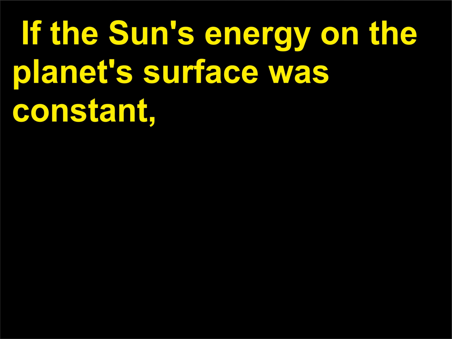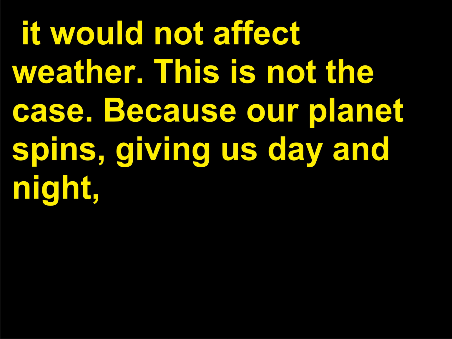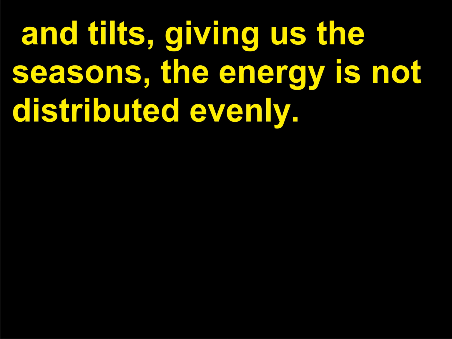If the sun's energy on the planet's surface was constant, it would not affect weather. This is not the case. Because our planet spins, giving us day and night, and tilts, giving us the seasons, the energy is not distributed evenly.